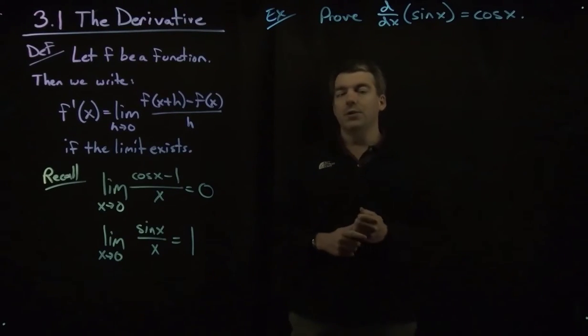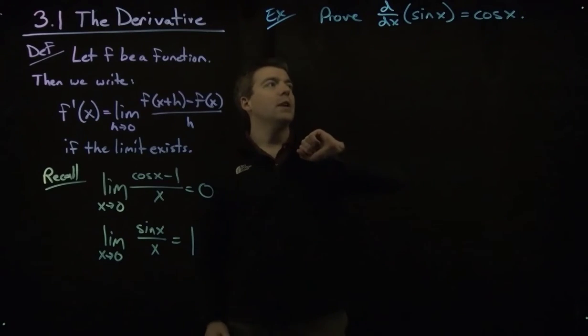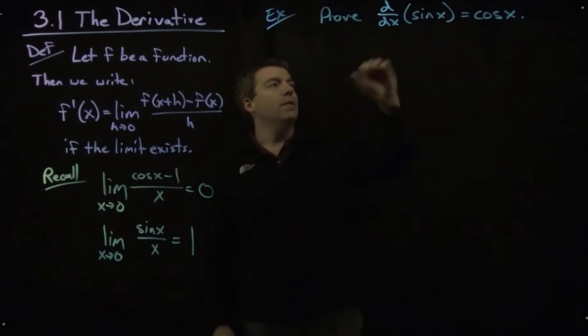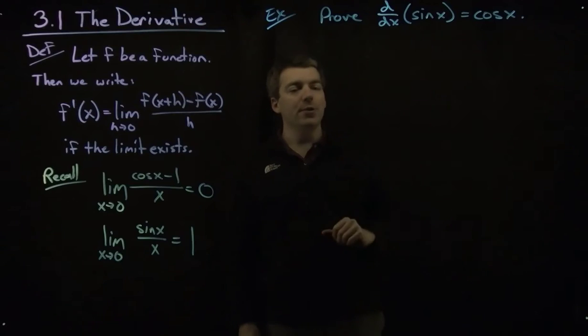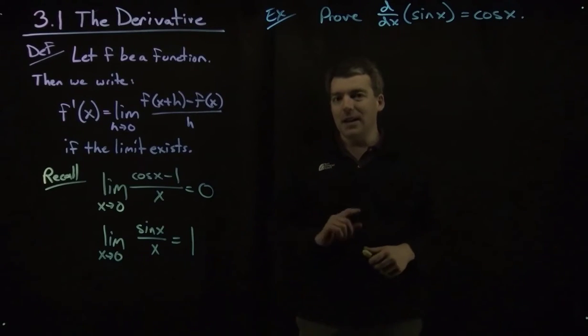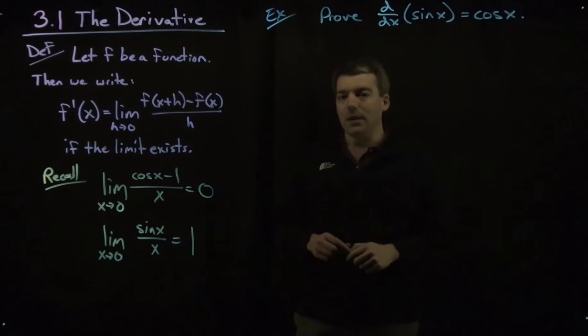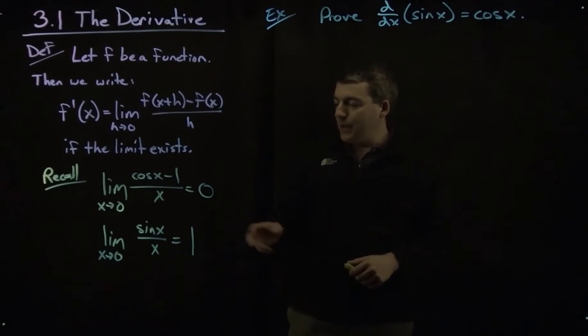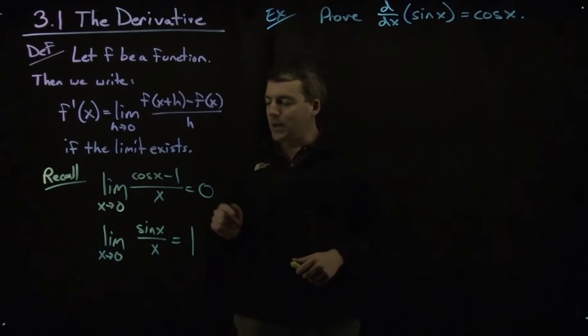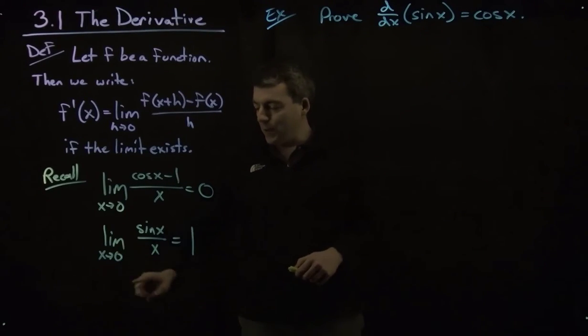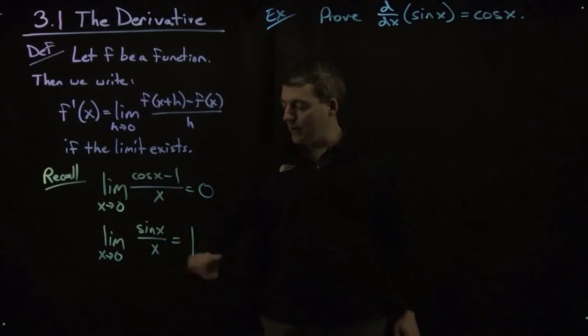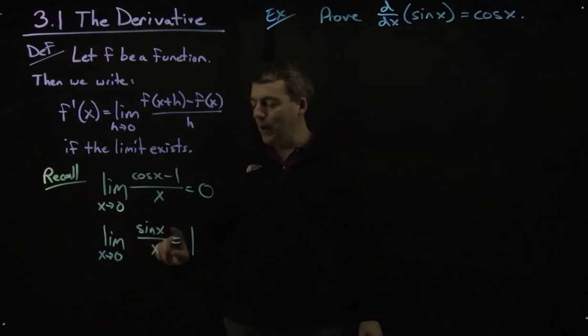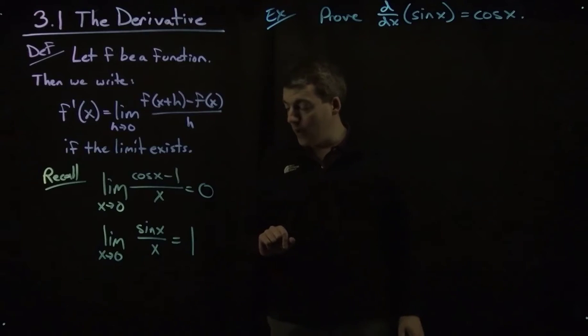Okay, so to tackle this particular derivative, the derivative of sine of x equals cosine of x, we're going to need some limits that we talked about earlier. These are the two that dealt with sine and cosine. This is the one that's typically talked about. The limit as x goes to 0 of sine of x over x equals 1.